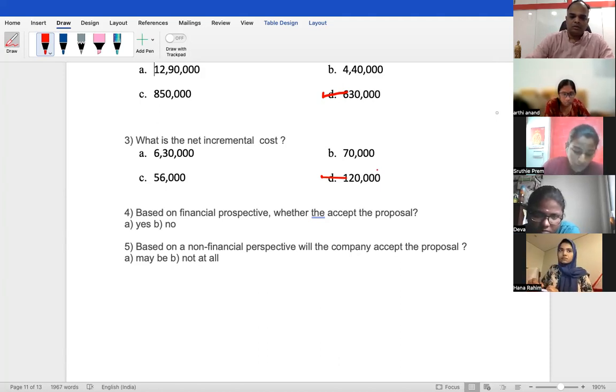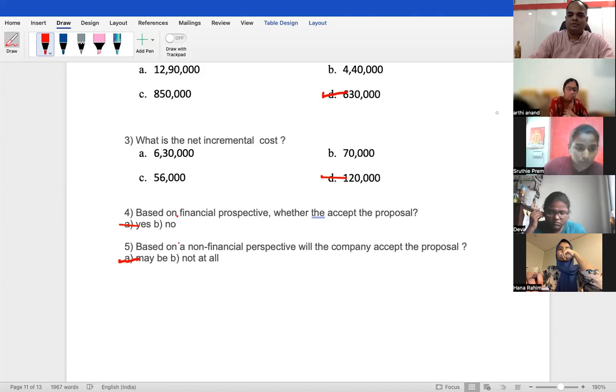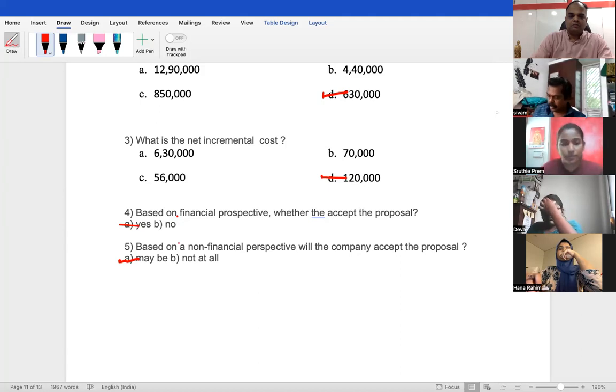Based on non-financial perspective, will the company accept the proposal? Option A, maybe. B, not at all. Maybe, yes, we can accept. Financial is also viable, yes. Both yes only. Maybe we can accept the proposal. Got it? Okay, sir. Any doubt or no?